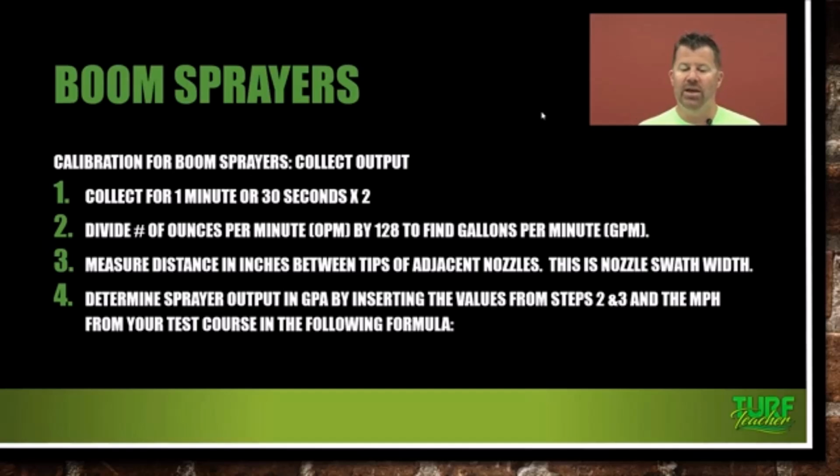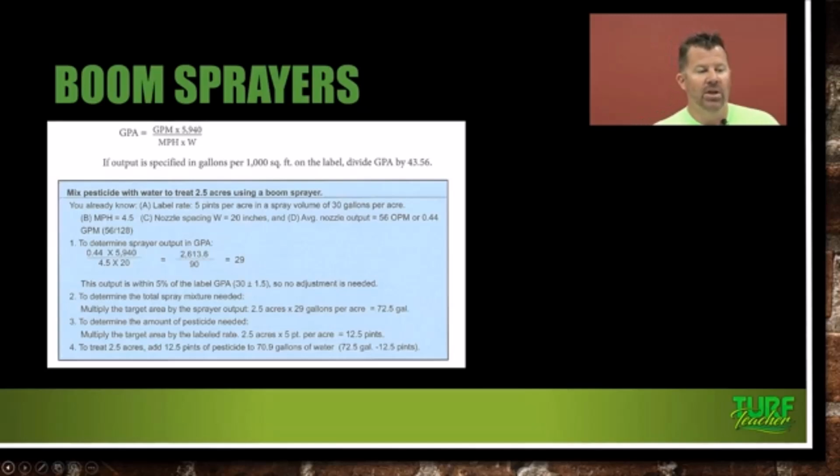And then 4, determine sprayer output by GPA by inserting the values from steps 2 and 3 and the miles per hour from your test course in the following formula. So you can see it gets a little more complicated when we're using boom sprayers. So GPA is equivalent to gallons per minute times 5,940 divided by your miles per hour times W. If output is specified in gallons per thousand on the label, divide the GPA by 43.56. So here is our problem.